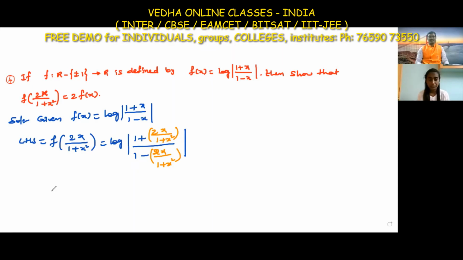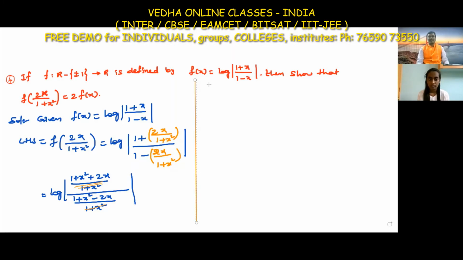Now this is equal to log mod, take LCM here. The LCM is 1 plus x square. So we get (1 plus x square plus 2x) whole divided by (1 plus x square minus 2x). Here we can cancel the denominators, 1 plus x square and 1 plus x square gets cancelled.